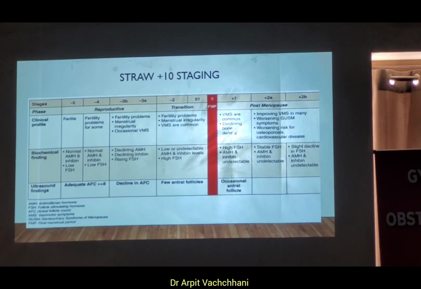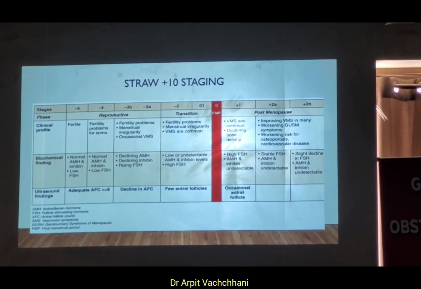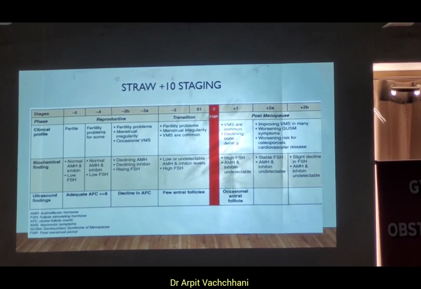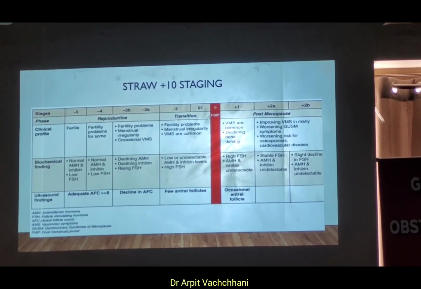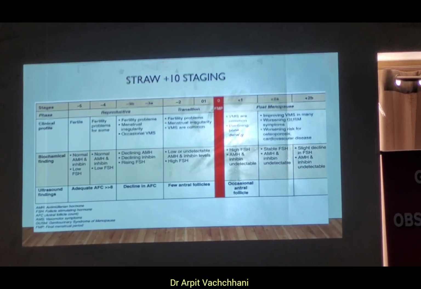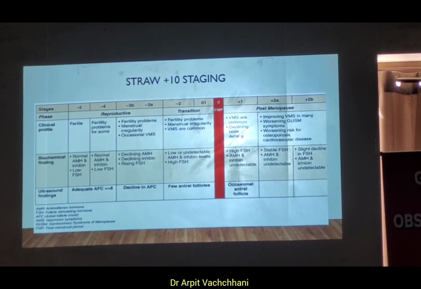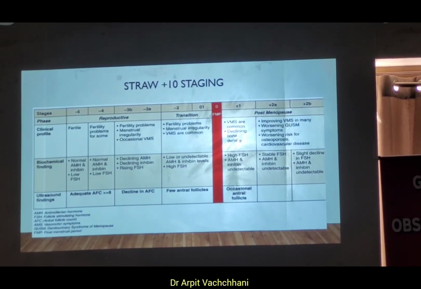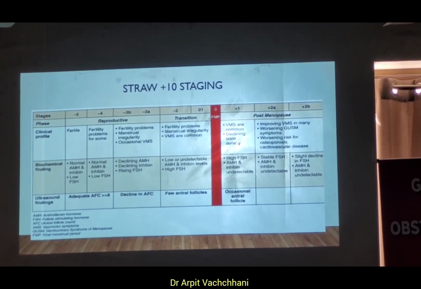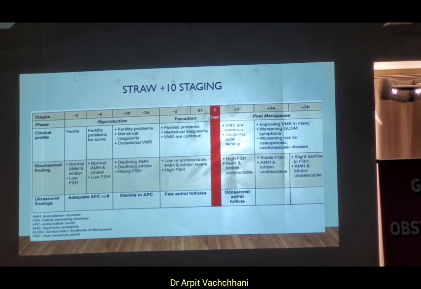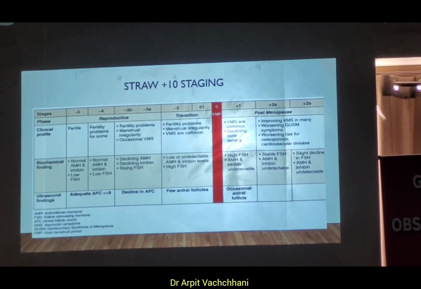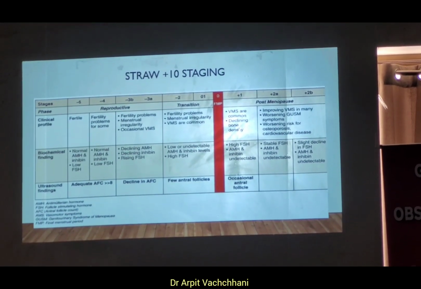Then when you come to stage -1, that is not 0-1, that is -1, in that stage there will be missed periods. Now starts the amenorrhea. So the patient may come to you with 2 months amenorrhea, 3 months amenorrhea, so more than or equal to 60 days of amenorrhea. And following this, the levels of AMH and inhibin will decrease while the FSH will increase.